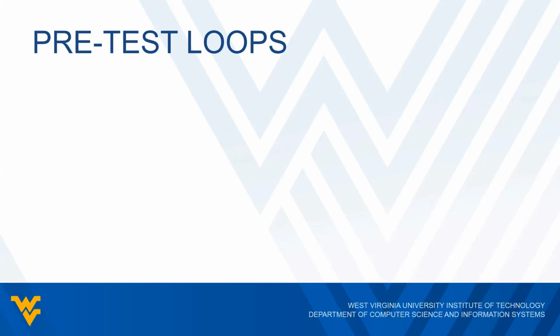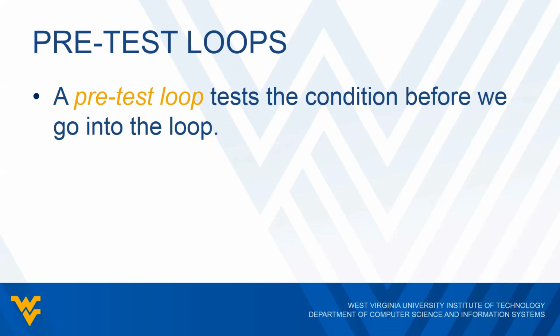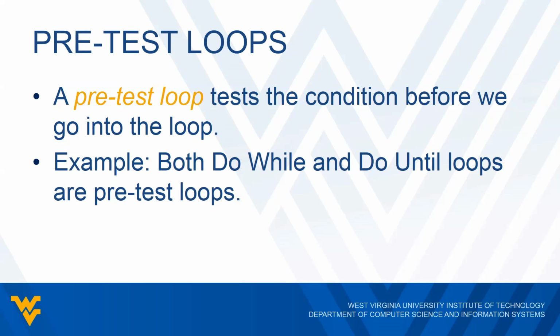A pretest loop is a loop where we test the condition before we go into the loop. So we check whether the condition is true or false, depending on what type of loop it is, and then we go into the body of the loop. We've already seen loops like this. For example, both the do while loop and the do until loop are considered pretest loops, because in both cases we test the condition first, and then depending on the type of loop, we go into the body of the loop.